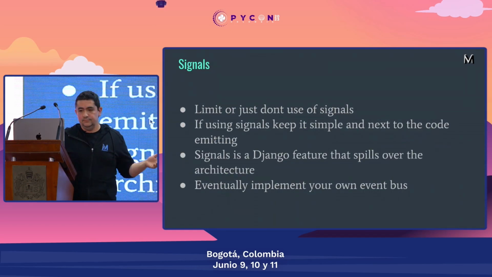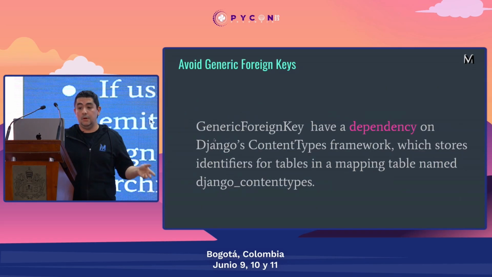Signals. Try not to use signals. That's a Django feature. So you always have to think, what are the features that you will not have if you move out of it? So limit the use of signals. If you need to, just put it there. Signals is a Django feature that spills all over the architecture. Eventually, you will need to implement some other mechanism.